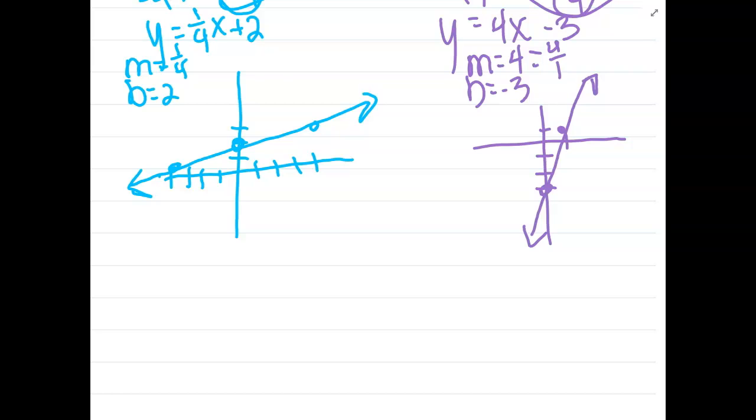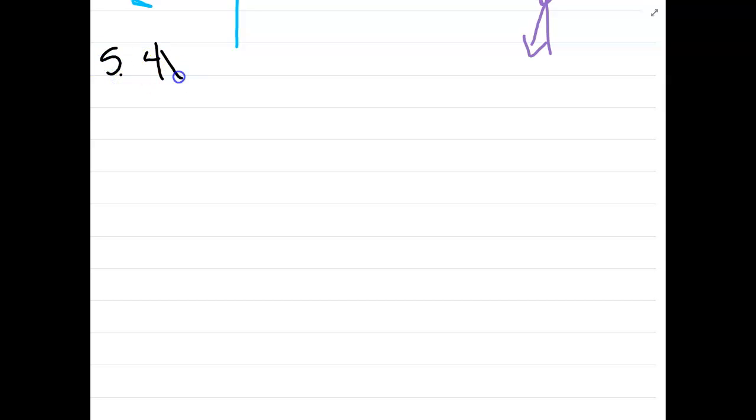Okay, let's talk about some that look a little different. Just a few more, guys. Number 5. Okay, this one says 4x minus 3y minus 12 equals 0. Now this one's different because how they've always been written is the x's and y's are on one side and then the constant is on the other side. And this time everything's on the same side.